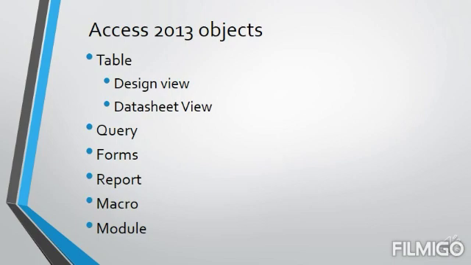A module stores programming statements written in VBA, that is, the Visual Basic programming language, in Access 2013. Whereas you create a macro by selecting from a list of macro actions, you write modules in the Visual Basic for Applications programming language. The module is a collection of declaration statements and procedures that are stored as a unit.